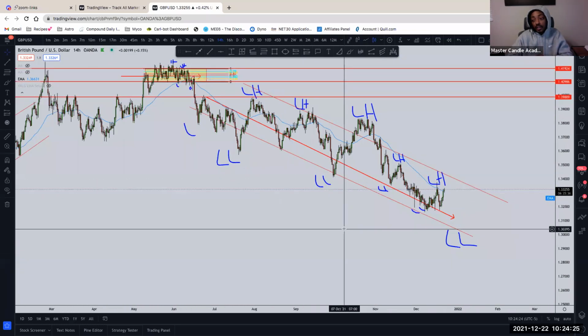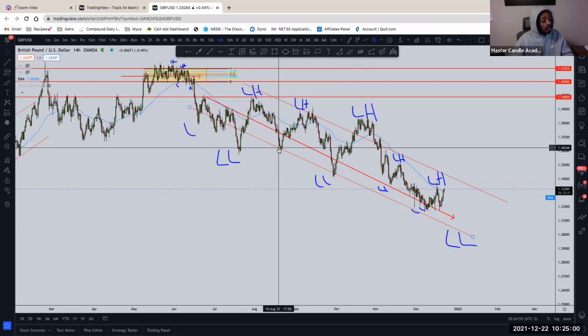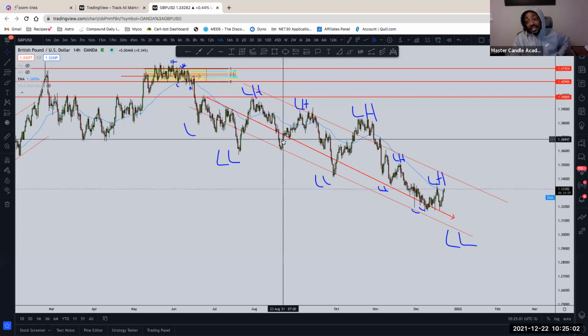So if I tell you that I am seeing lower highs and lower lows, what type of trending market are we in? There we go. See, some people are awake this morning. Exactly. We're in a downtrending market, right? When you get lower highs and lower lows, that means you are in a downtrending market.